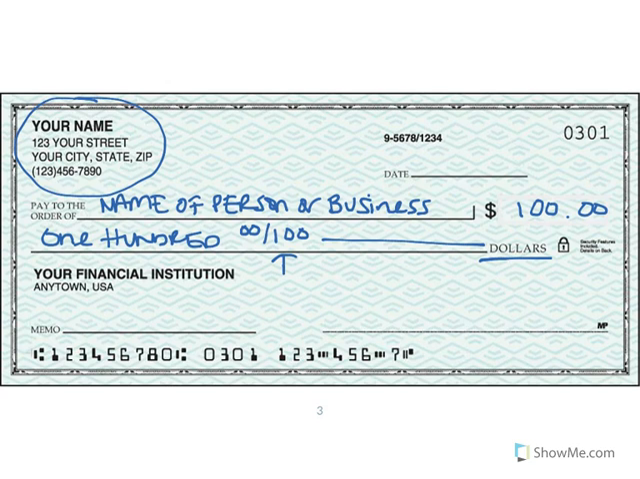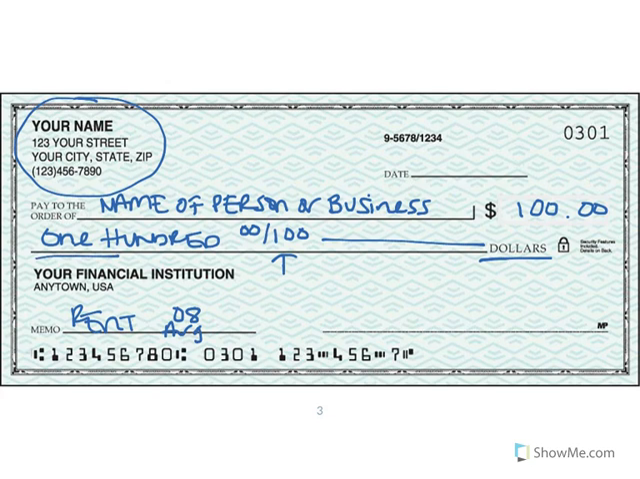Then, when we go to our memo, I usually use the memo all the time just so I know what it's for. Like I want to say that it is for my rent, and I could even put the month that the rent is for. So let's just say it's for August. You could even just write August rent.